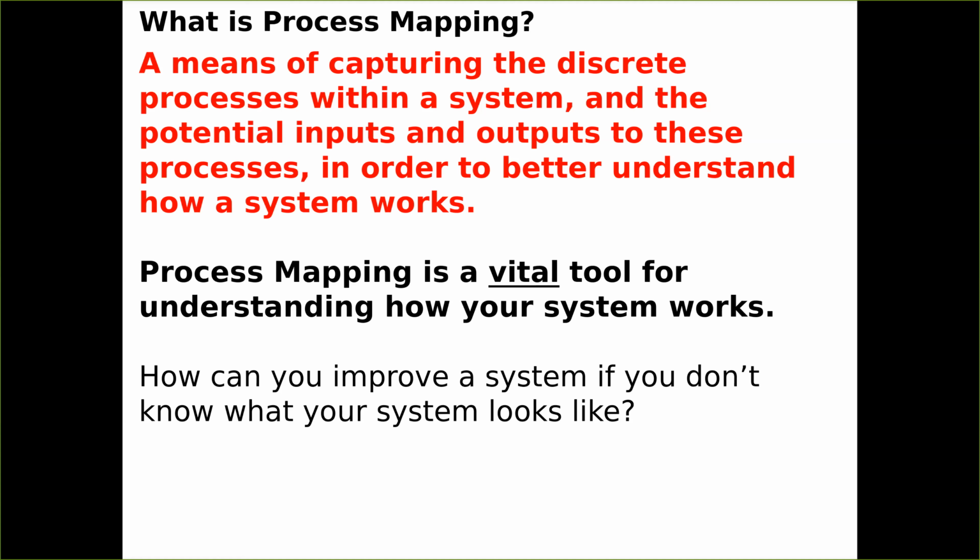Okay, so we've talked about scope and level of detail and simplification in models. A key thing that we need to do whenever we're doing modeling is process mapping. This is a really fundamental part of the modeling process because it's a way to capture the discrete processes within a system and the potential inputs and outputs to those processes in order to understand how our system works. That's going to be really important when we translate from the real world to our conceptual model, to the design for our model. And it really is vital for understanding how your system works and is in itself really useful.